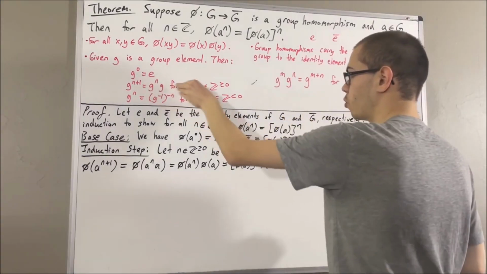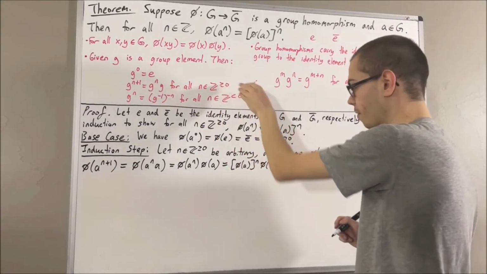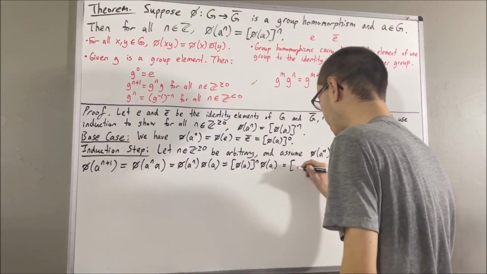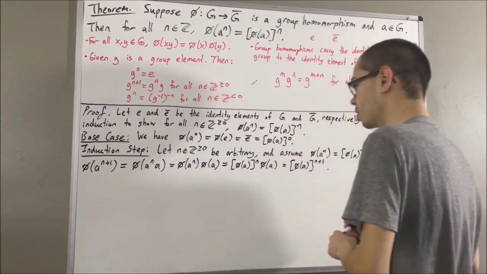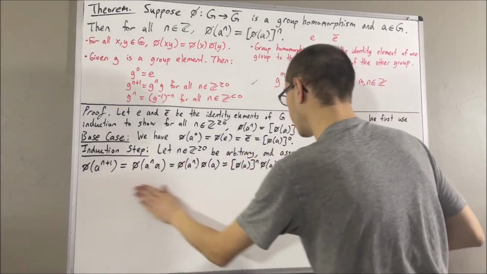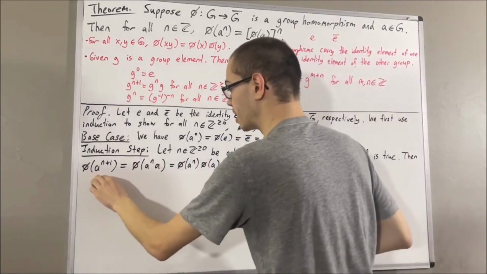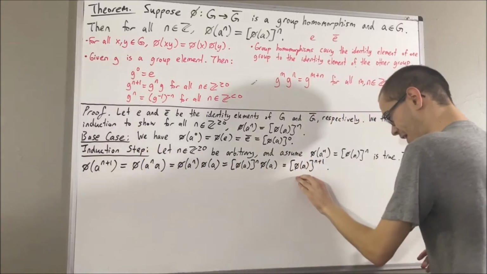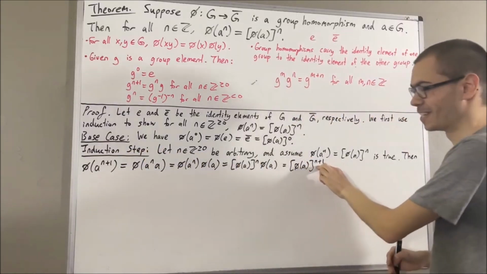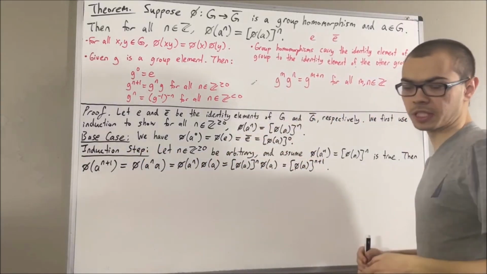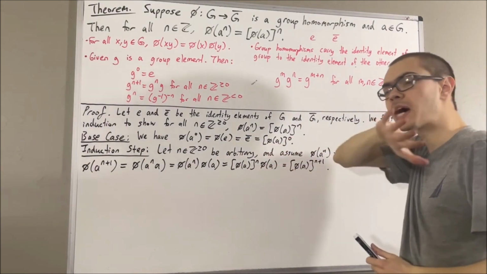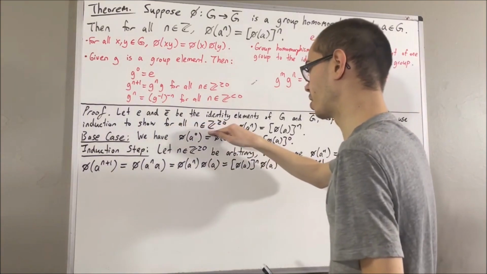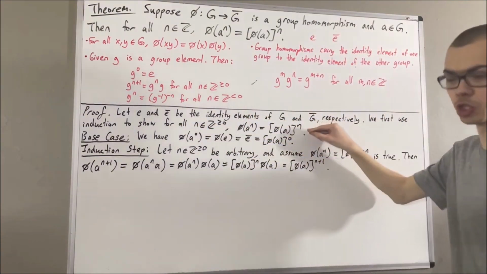Then, we can apply the recursive part of our definition again. This is just phi of a raised to the power of n plus 1. So, through this chain of equalities, we have shown phi of a to the power of n plus 1 is equal to phi of a to the power of n plus 1. So, this completes the induction step. And so, this closes the induction. We have proven by induction, for all integers n greater than or equal to 0, this equality is true.